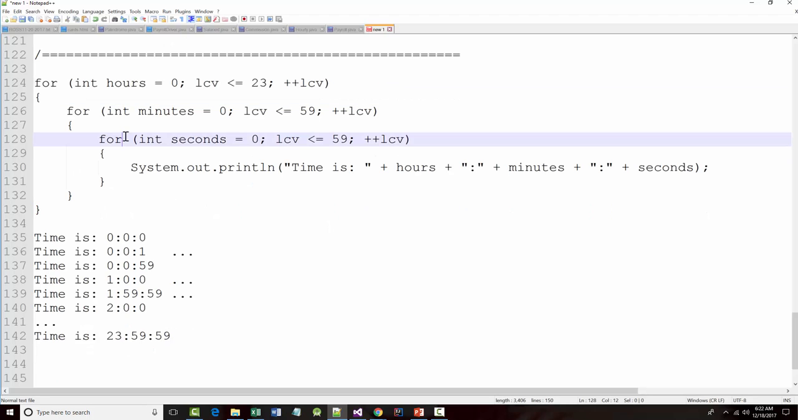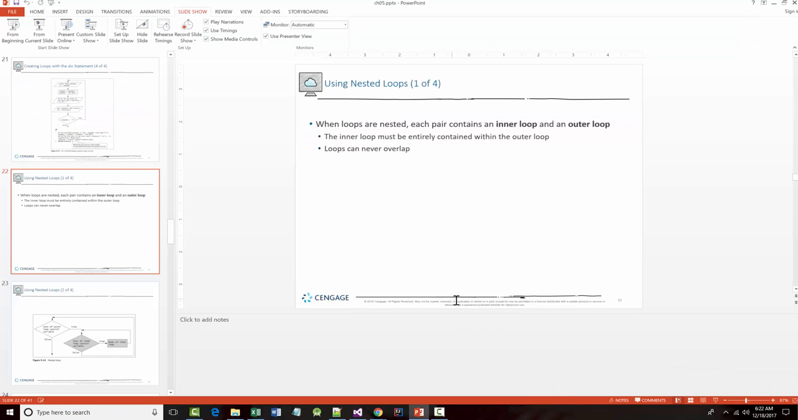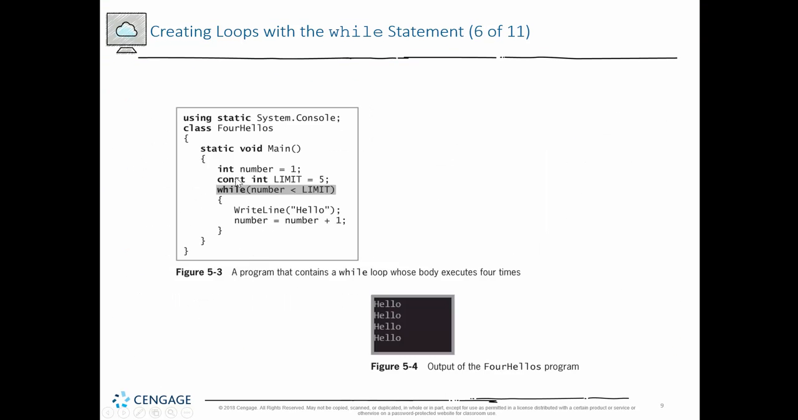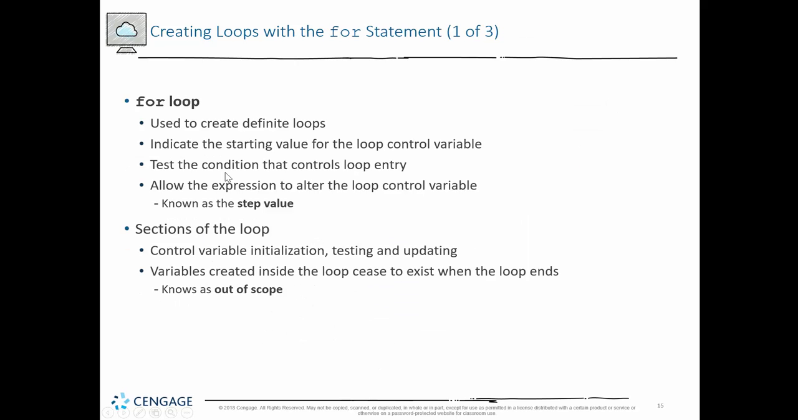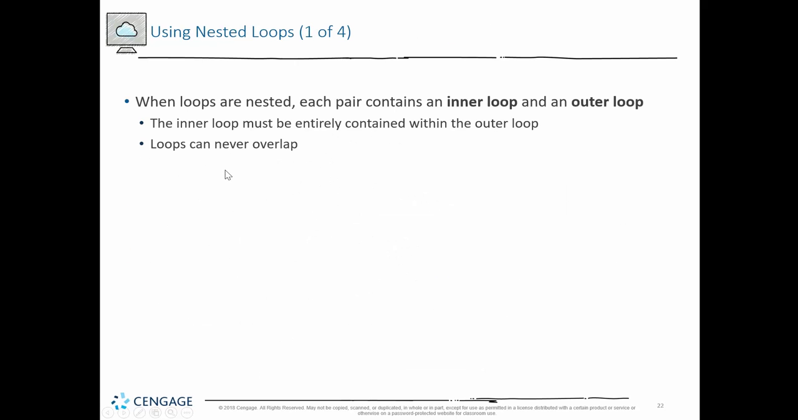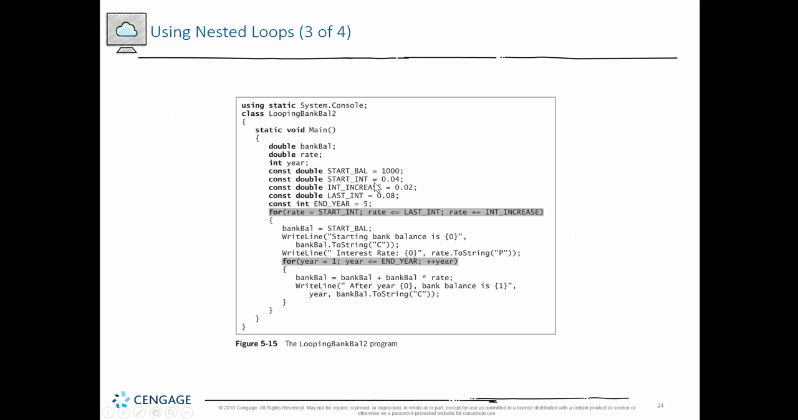That is a for loop, which is within a for loop, which is within a for loop. The reason I showed you that is those are nested loops. So as it says, when you nest loops, each pair contains an inner loop and an outer loop. All right, and that's exactly what I just tried to show you.